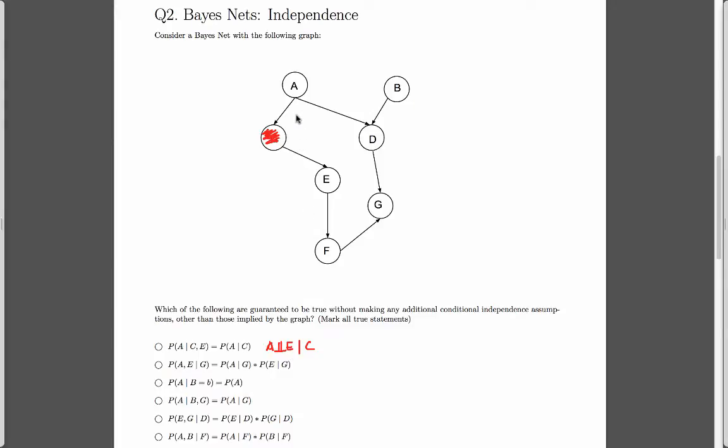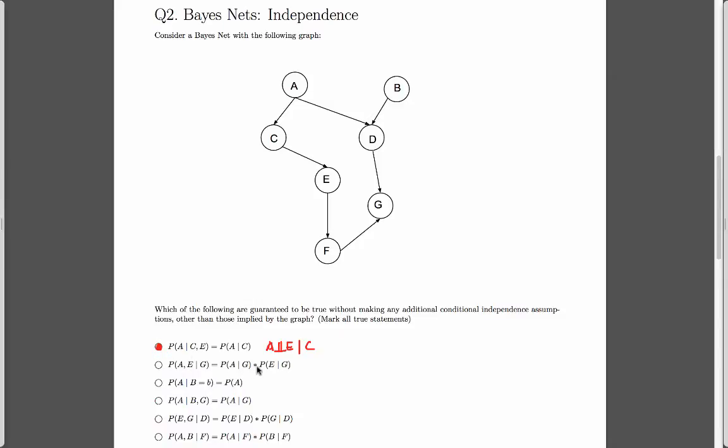And we can see that this path right here is inactive by the rules of d-separation because this node is observed. And we also need to check all the other paths, and there's only one other undirected path to E, and that is through D, G, and F. And we can see that by this V structure right here, this is also an inactive path. So therefore, A and E must be independent. So this statement is true.